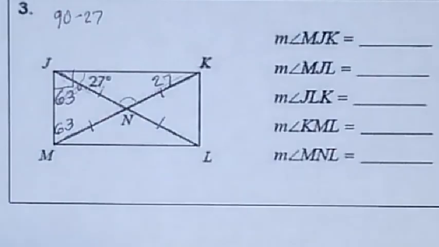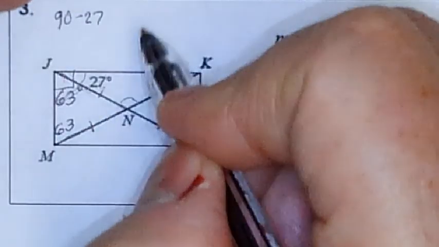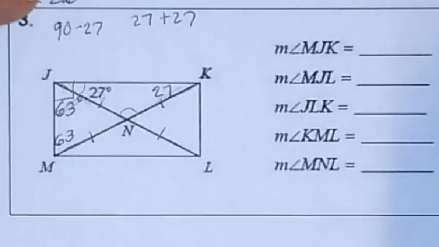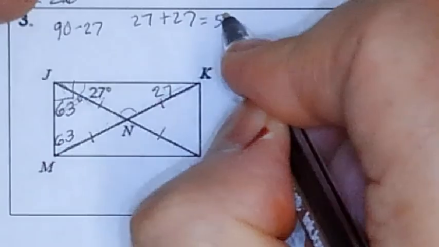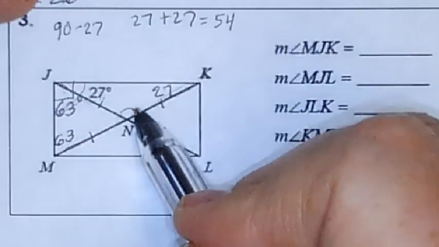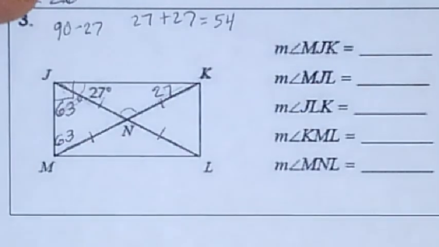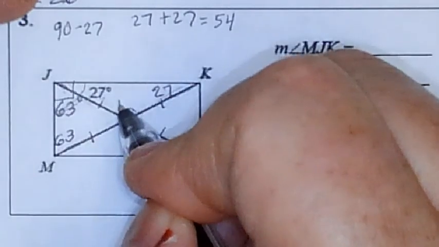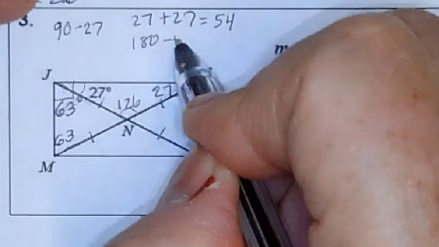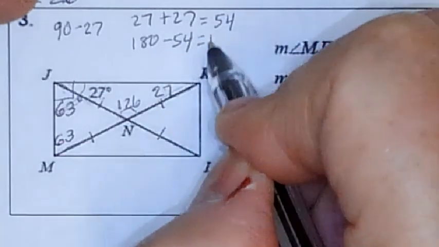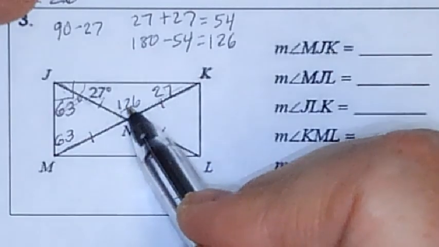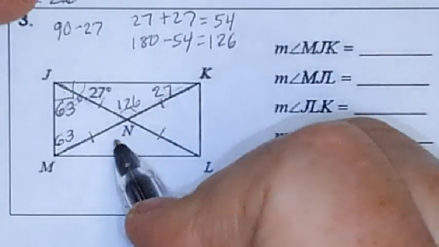You know, if we did that, we went 27 plus 27. And that equals 54. Then what does this have to be? What does this have to be to make up for 180? So if you take 180 minus 54, you get 126, because we'll say 180 minus 54 equals 126. That angle is 126. And by vertical angles being congruent, this angle is 126 also.